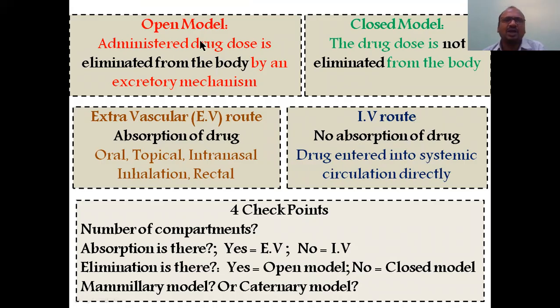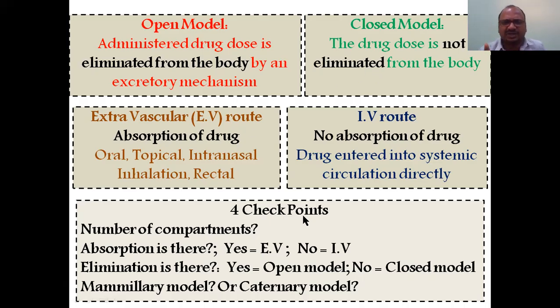Okay, right, number 1. Open model. What does open mean? Elimination will be there in the diagram. If elimination is there, then you can say it is an open model. If elimination is not there, the drug is always accumulating in the body, then you can say it is a closed model. Since it is open, absorption is there, elimination is there. Okay, this is the closed model. That's why the drug is not eliminating.